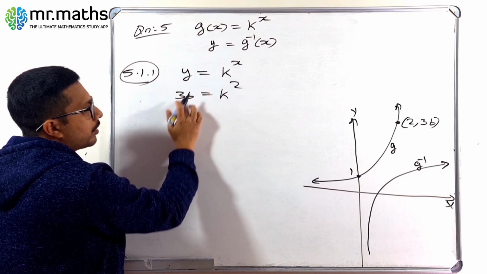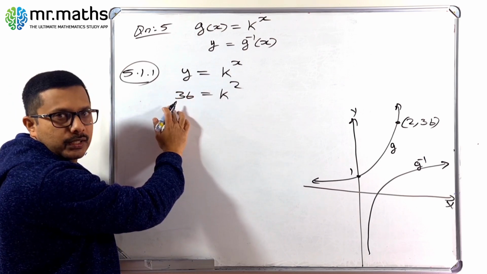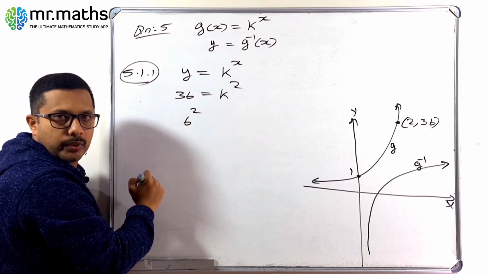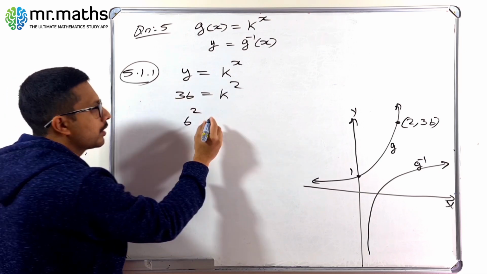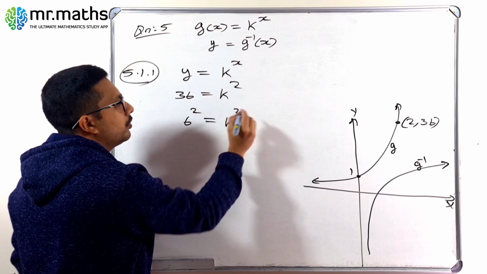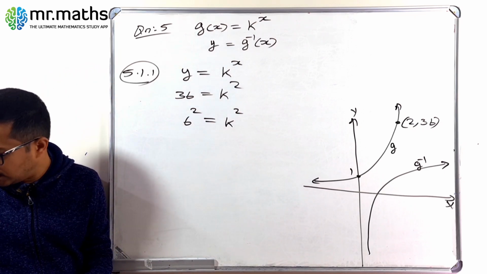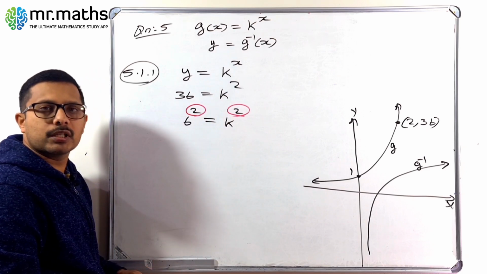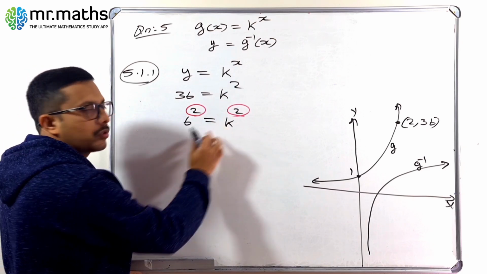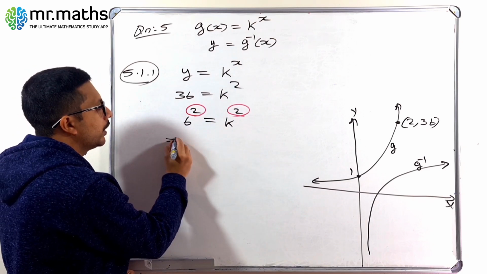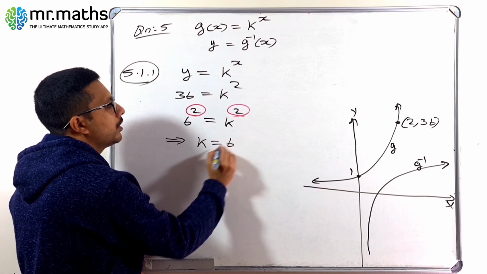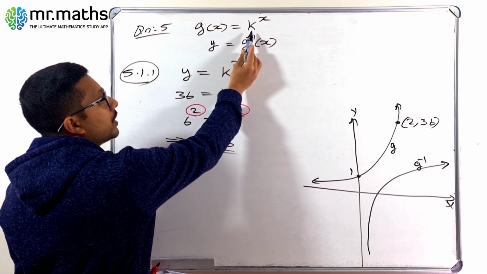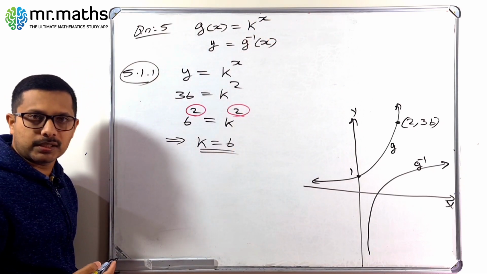So if we can write something raised to 2, then we can equate the bases. So what is this 36? 6 raised to 2, am I right? 6 raised to 2 is 36, which is equal to k raised to 2. So here we can see that the exponents are the same. So what is the meaning of that? The bases are also the same. So it implies that the value of k is equal to 6. Okay, so now our equation is g of x is equal to 6 raised to x.